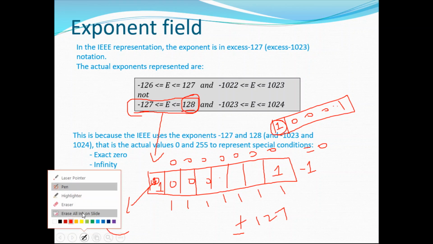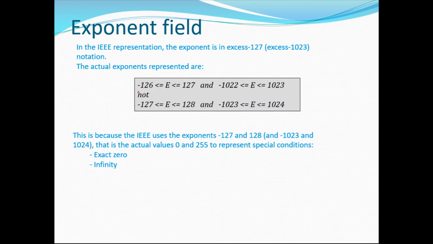This is the normal case. But actually IEEE uses only from minus 126 to plus 127. It is not using this minus 127 and this 128 for normal operation. These are used to represent some special values. Actually this minus 127 represents 0. This minus 127 is equivalent to 0 in excess 127 notation. Excess 127 notation means whatever the given number, to that you add 127. So minus 127 plus 127 is actually 0.